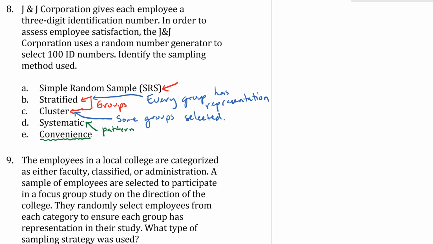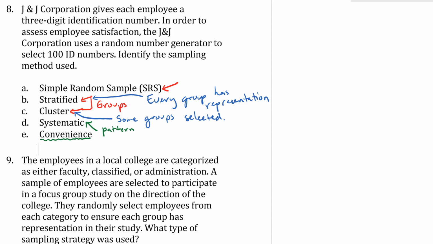All right. So now that we've reviewed those 5 methods, let's go in and read through these problems and see if we can identify them. So number 8 says, J&J Corporation gives each employee a 3-digit identification number. In order to assess employee satisfaction, the J&J Corporation used a random number generator to select 100 ID numbers. Identify the sampling method used.